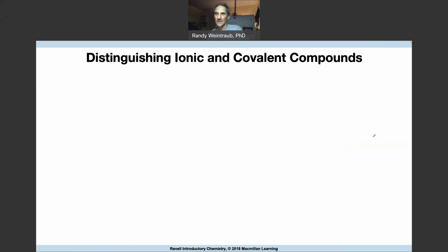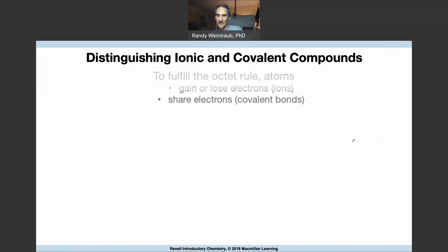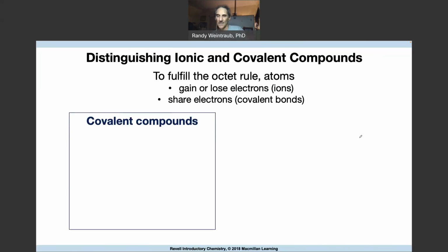Earlier, we explored ionic and now covalent. So let's just put together some key ideas here. In order to fulfill the octet, atoms can either gain or lose electrons or share through covalent bonds. In covalent compounds, atoms share electrons.